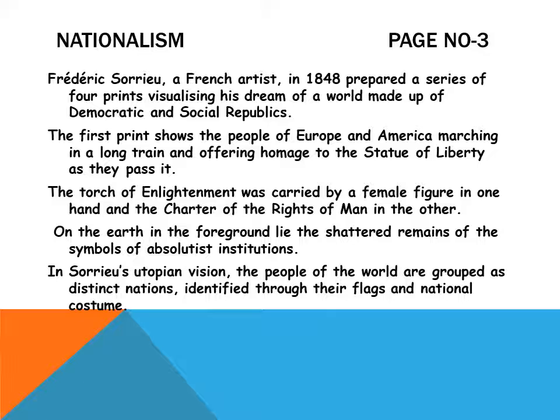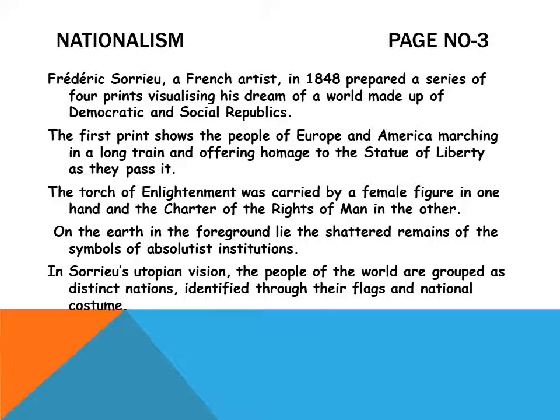Frederick Sorrieu, a French artist, in 1848 prepared a series of 4 prints visualizing his dream of a world made up of democratic and social republics. The first print shows the people of Europe and America marching in a long train and offering homage to the Statue of Liberty as they pass it. The torch of enlightenment was carried by a female figure in one hand and the Charter of the Rights of Man in the other. On the earth, in the foreground, lie the shattered remains of the symbols of absolutist institutions.